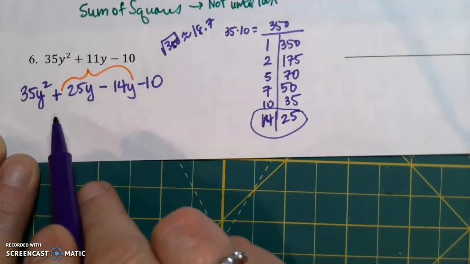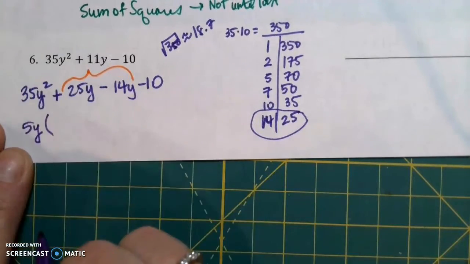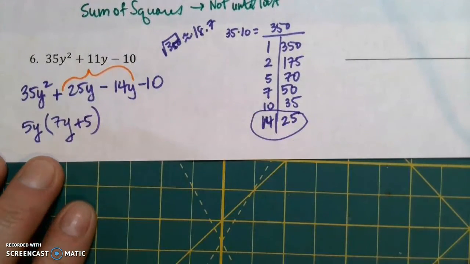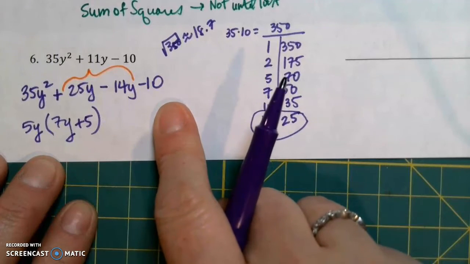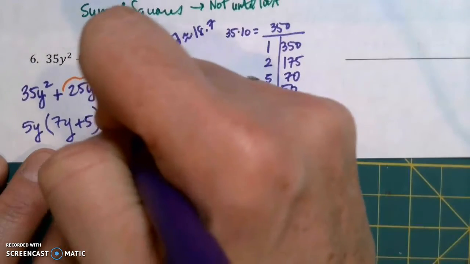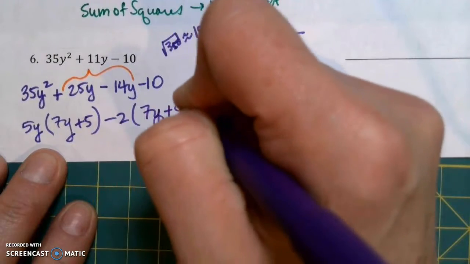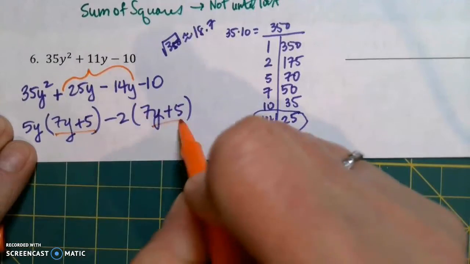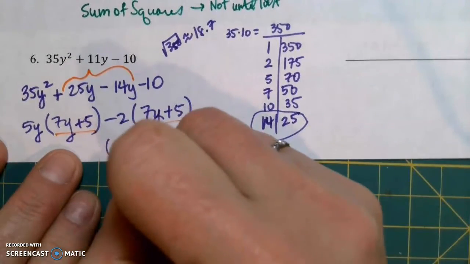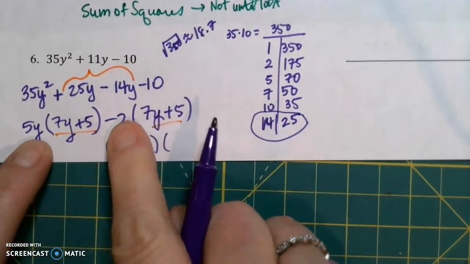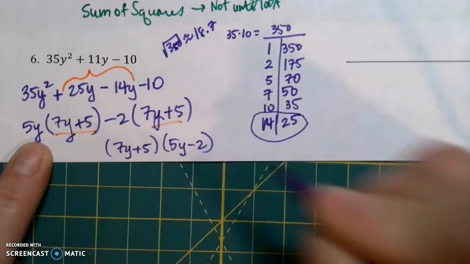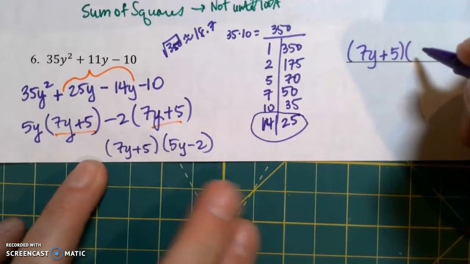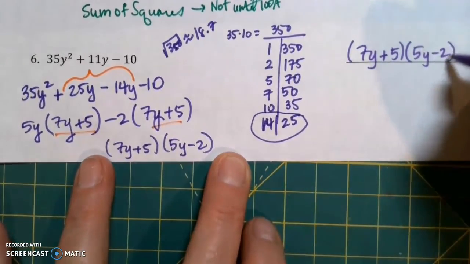So if I look at the first two, I can factor a 5y out of those, leaving behind a 7y plus 5. And the second pair of terms, I can factor out a negative 2, which would also leave me with a 7y plus 5. And then we did get that common binomial, so we can factor that out. And what's left behind would be the 5y minus 2. So for this one, the quantity 7y plus 5 times the quantity 5y minus 2.